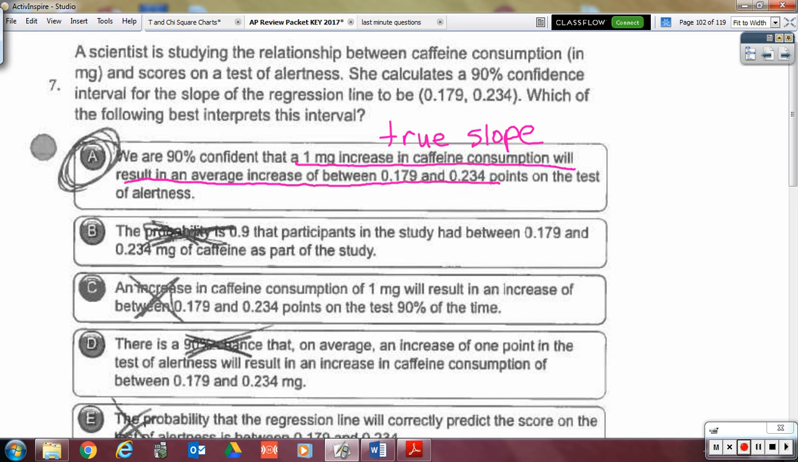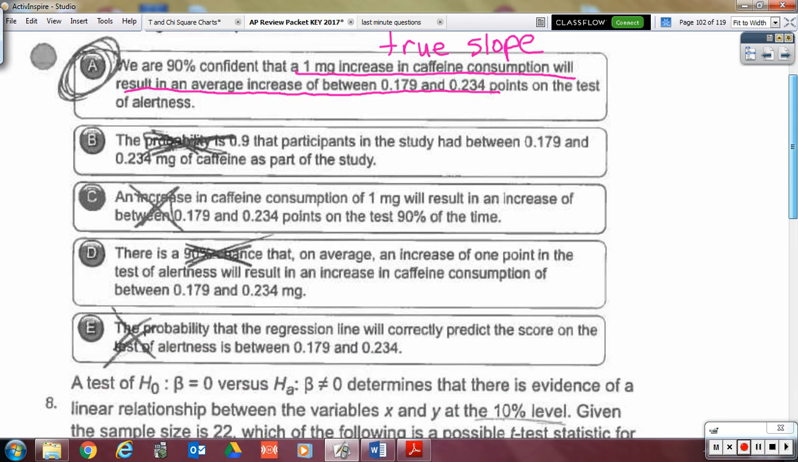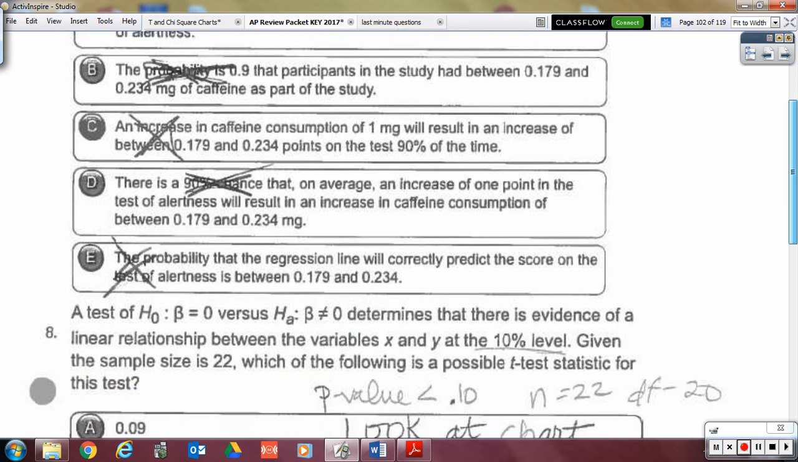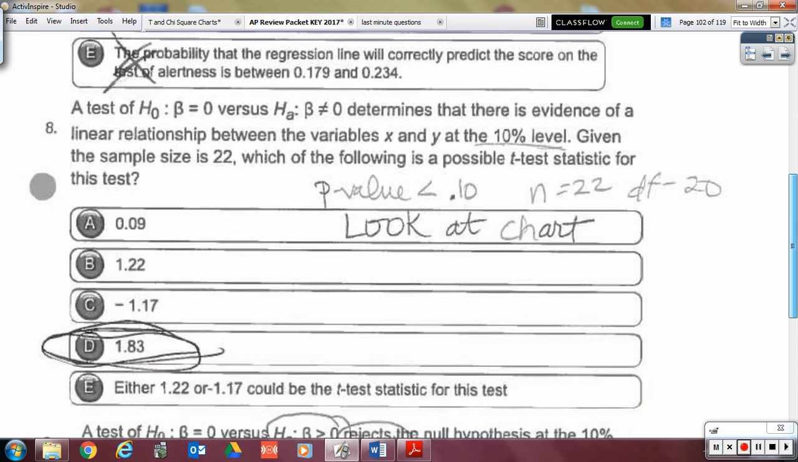So instead of saying 90% confident that the true slope is between this and that, they interpret the slope along with it. For every 1 milligram increase in the caffeine consumption, the average increase, okay, of alertness. Okay, next, here we go.